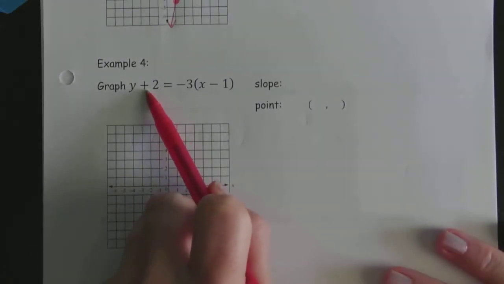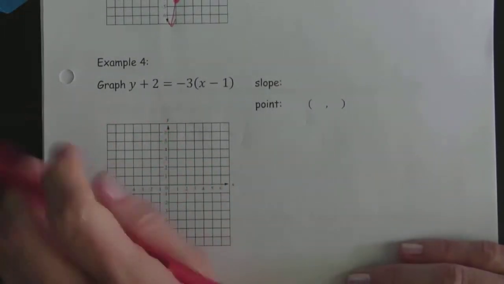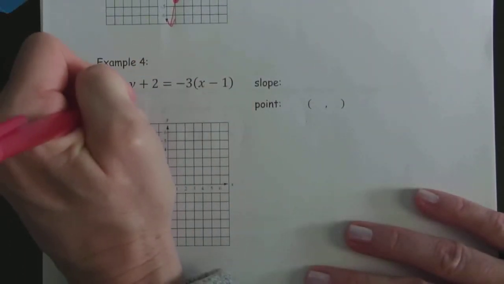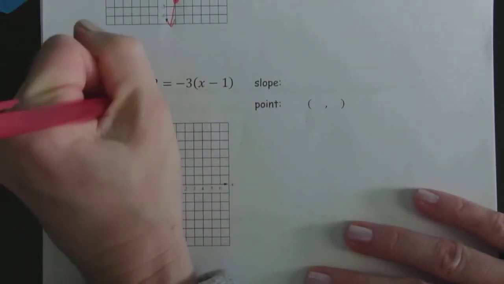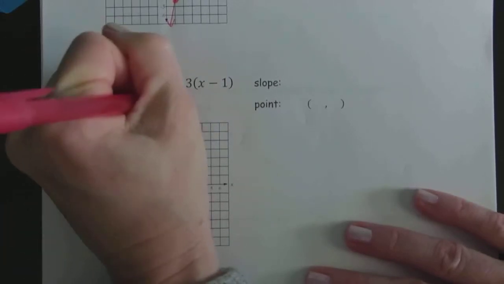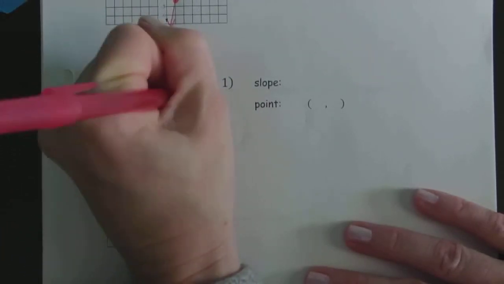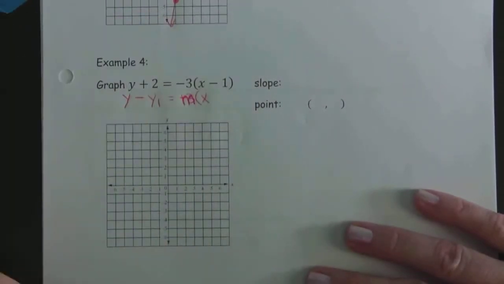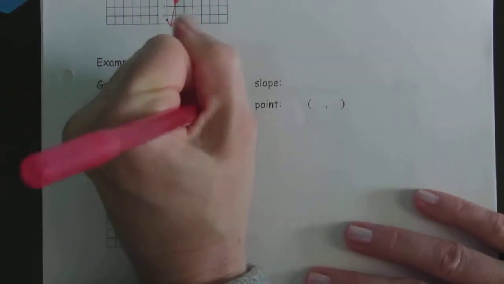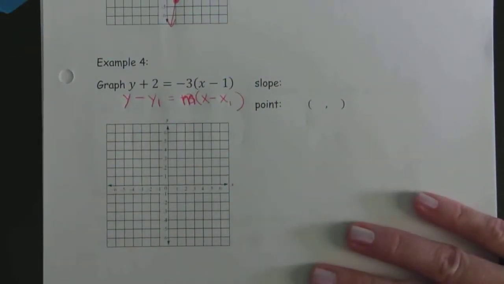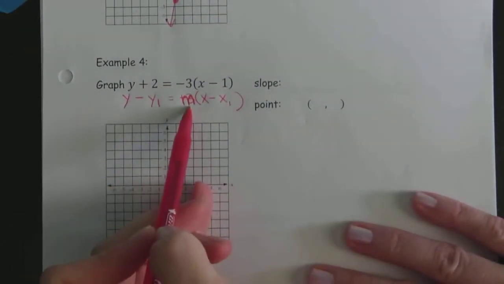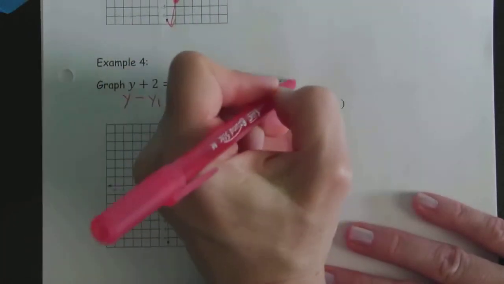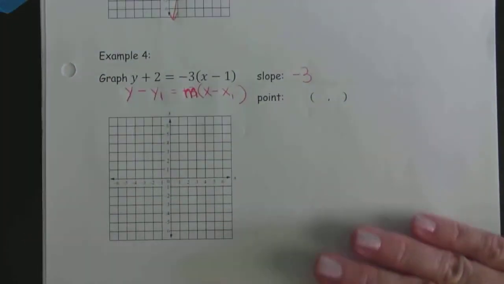Finally, I brought a plus in. This is going to be interesting. So let's just do it the same way we've been doing it. Underneath here, I'm going to write y minus y sub 1 equals negative 3 times x, or that should be an m. I'm doing the generic formula, m times x minus x sub 1. Okay, so you can see the slope. Slope is negative 3. So I'm going to write that down.